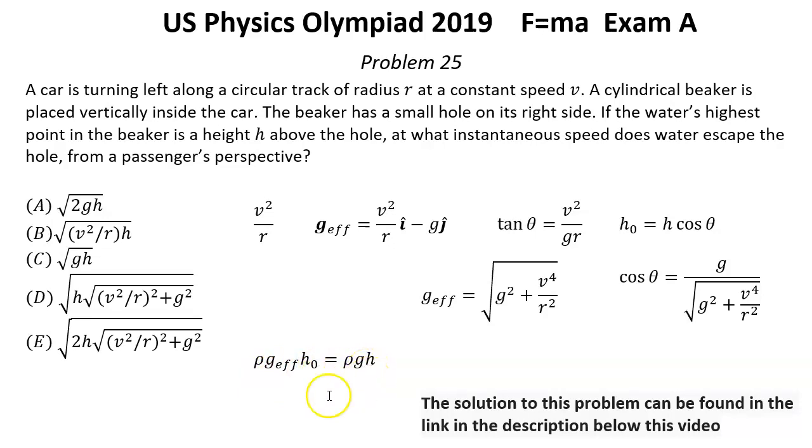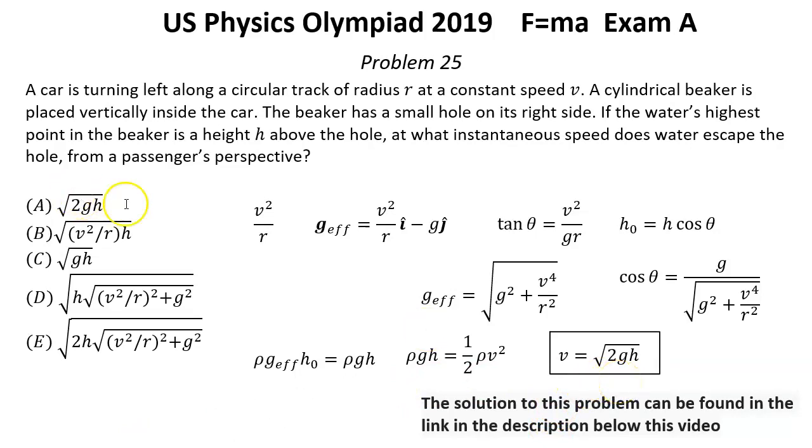And from the Bernoulli equation we can find the speed of this water. So we have rho g h equal 1/2 rho v squared, and from here we can find the speed v. That will be the square root of 2gh, which is answer A, and that was the solution for problem number 25.